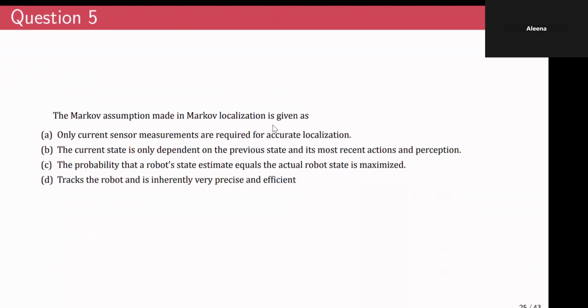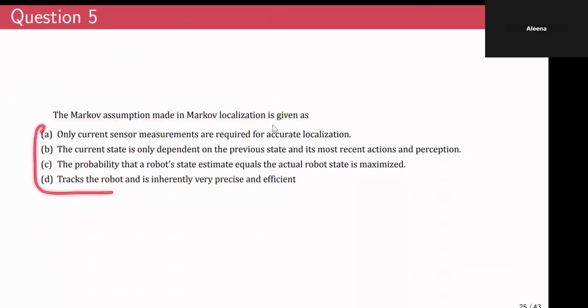Now, moving on to question 5. It's about Markov localization. Out of these 4 points, what are the assumptions that are consistent with Markov localization? So what does the first statement say? Only the current sensor measurements are required for accurate localization. Just the current sensor measurements are required.